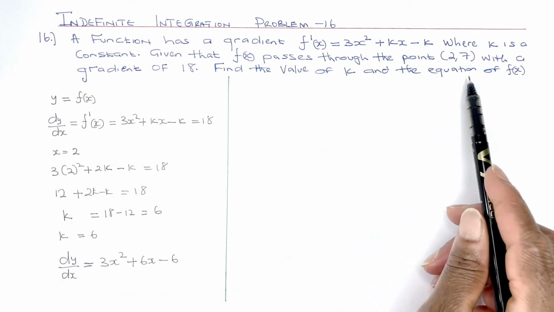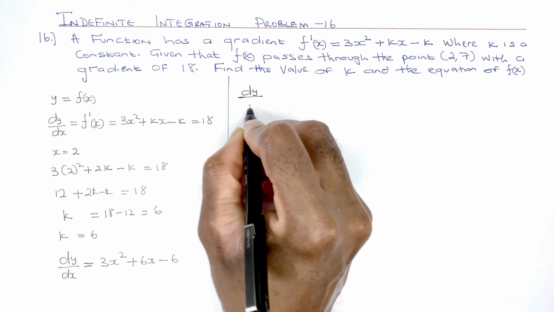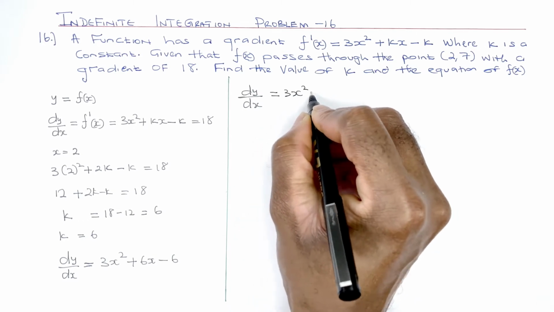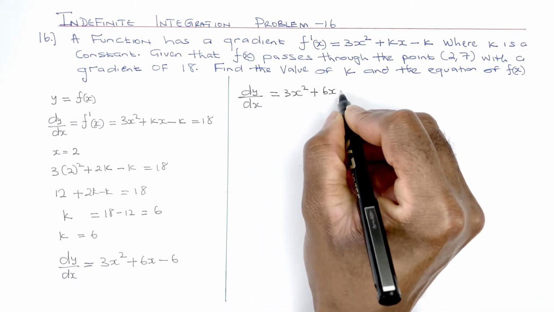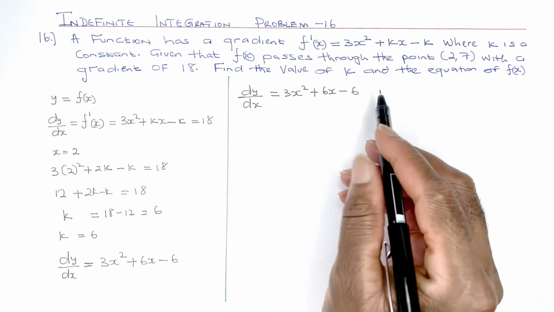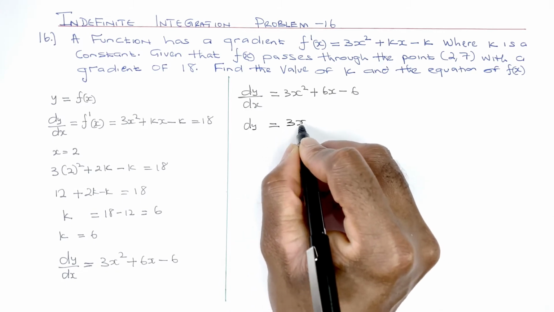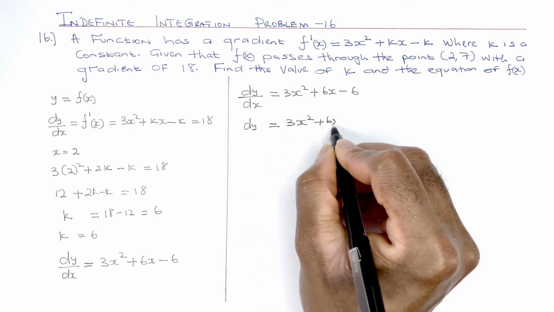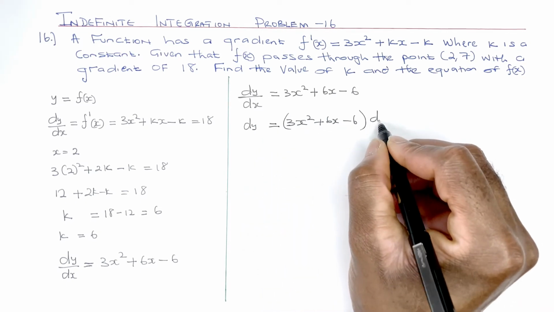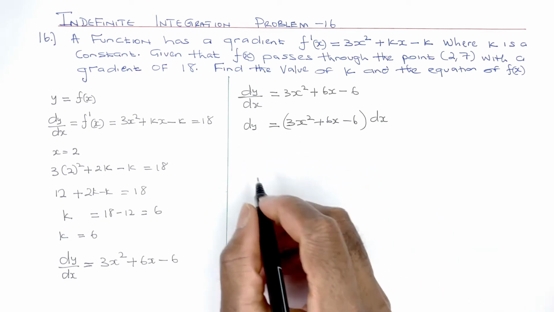Now it says find the equation f of x. dy/dx equals 3x squared plus 6x minus 6. If we multiply both sides by dx, dy will be equal to (3x squared plus 6x minus 6) dx. Now we need to integrate both sides of the equation.